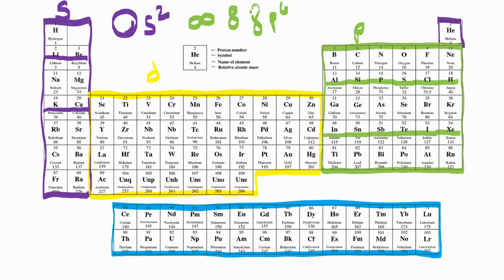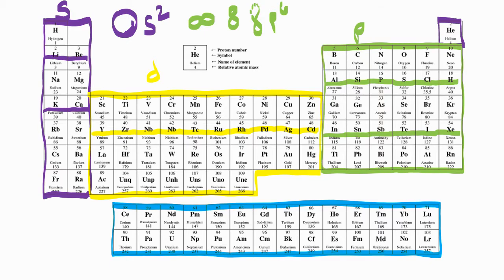I won't belabor the point, but the same thing is going to hold true for the d block. So d orbitals are those 4-leaf clover looking ones, and there are 5 of them. Each orbital can hold 2 electrons, which means that the d orbitals, if they're all full, can hold up to a total of 10 elements. And if you go across, you can see 1, 2, 3, 4, 5, 6, 7, 8, 9, 10. So the d block can hold up to 10 electrons, or the d orbitals can hold up to 10 electrons.